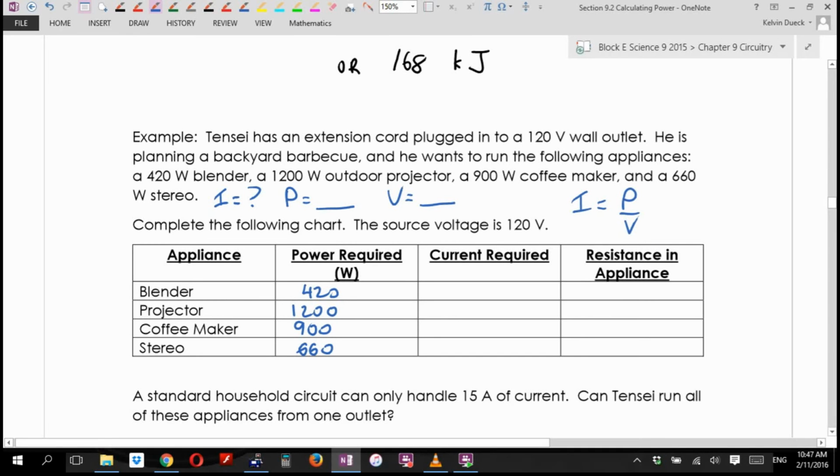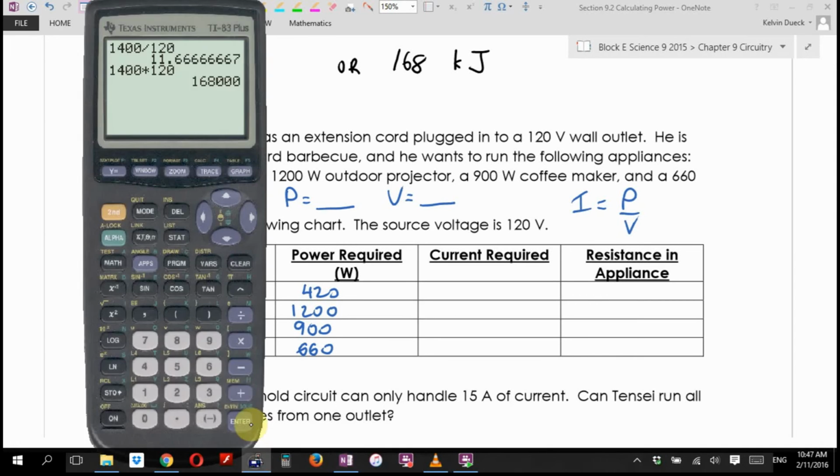What's the voltage in every case here? And the power is going to change for each appliance. I'm going to get my calculator out. The first one, it's going to be 420 divided by 120. It's going to use 3.5 amps. Is that right?